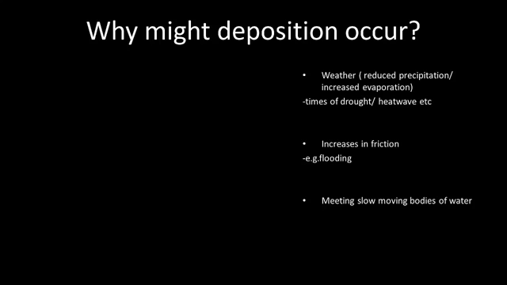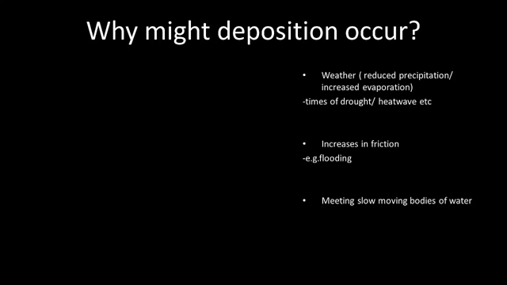Increases in friction. This is going to slow down the velocity of the river. Increases in friction could be when it exceeds bankfull. That's what happens when it floods. I'll cover flooding in another video, but basically when a flood occurs, a river's capacity, its discharge, exceeds its bankfull.